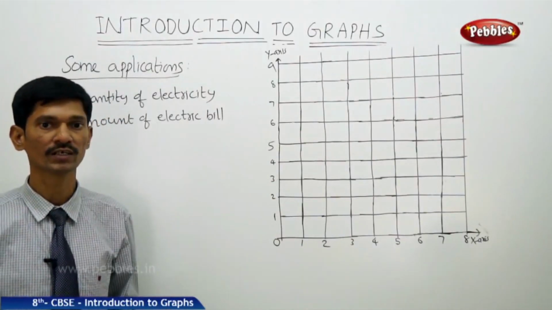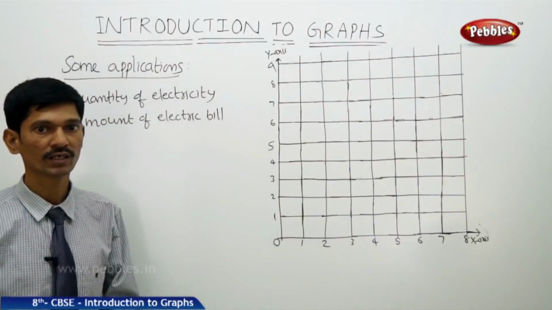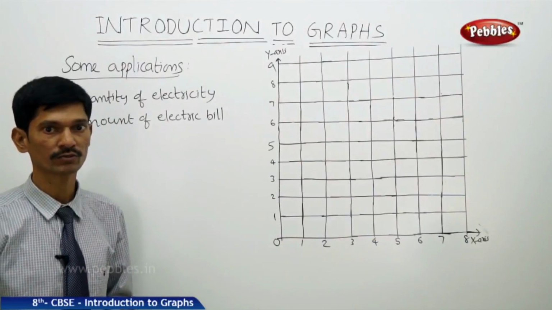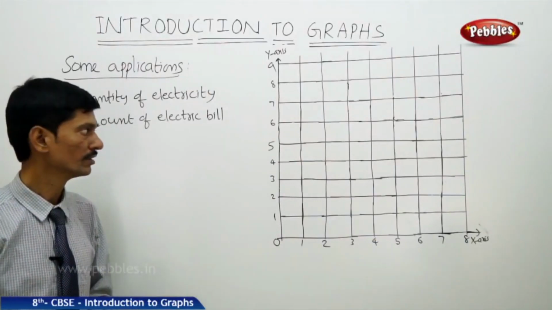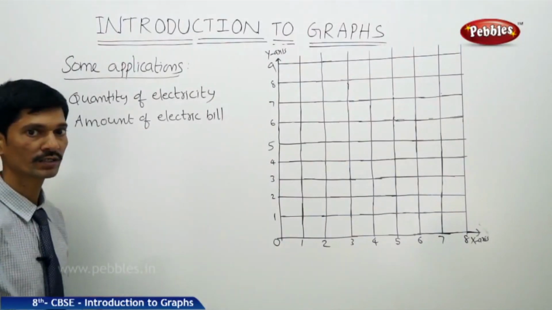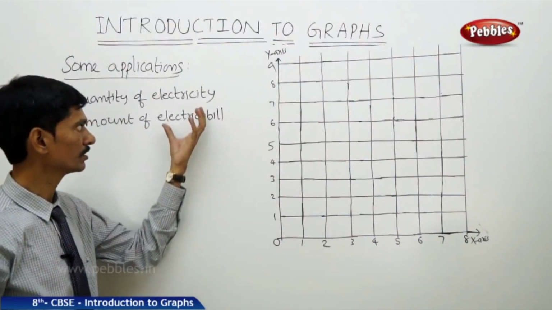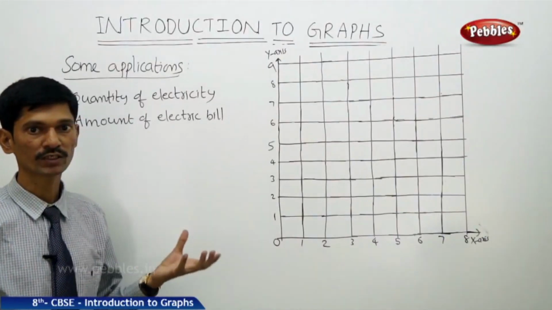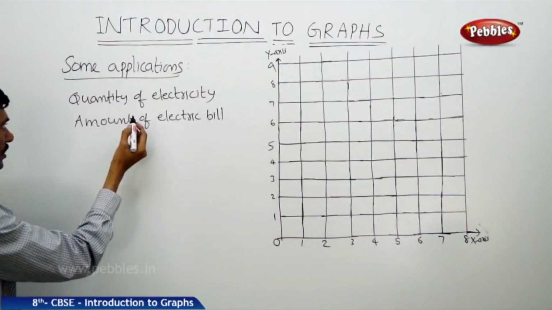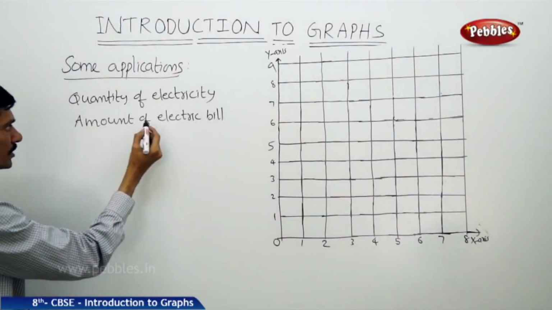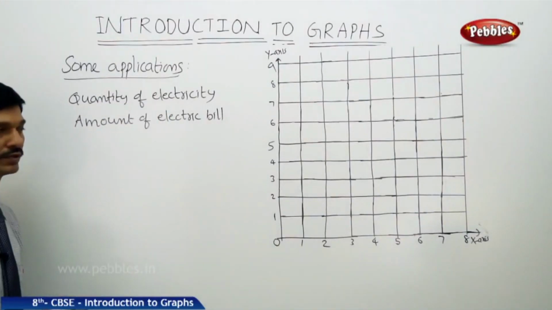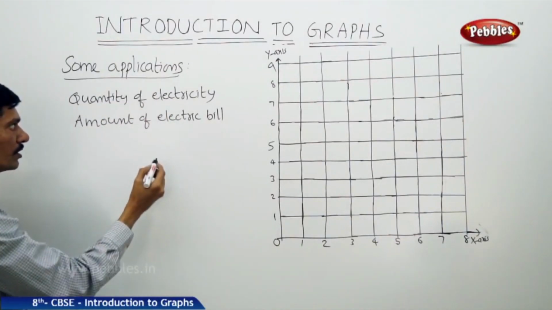Or if you consume less electricity, then our electric bill also will be very less, so that we can easily manage it. So here one quantity affects the other quantity, means this is an instance where one quantity affects the other quantity. So here the amount of electric bill depends on the quantity of electricity we consumed. So here these both are dependent on each other.